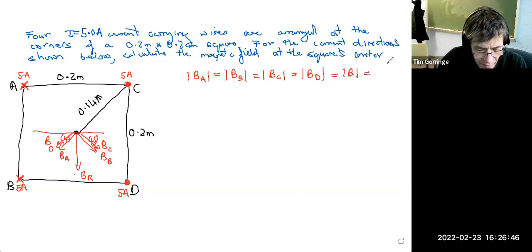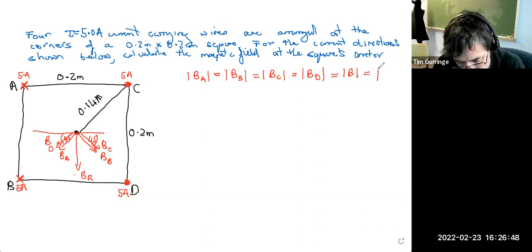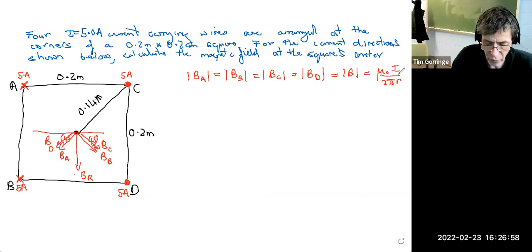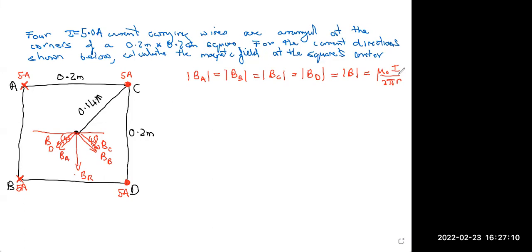And the value of B, we can always calculate by the equation for the magnetic field of a long straight wire at a distance r from the wire. It's equal to the current divided by the distance from the wire, multiplied by this constant of nature, mu naught over 2 pi. So that's the strength of all of the four individual fields.